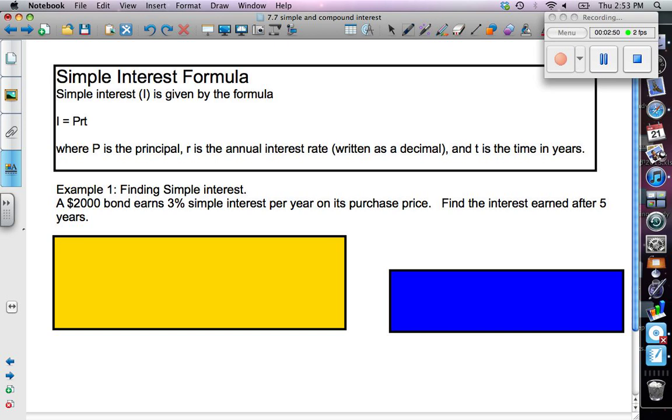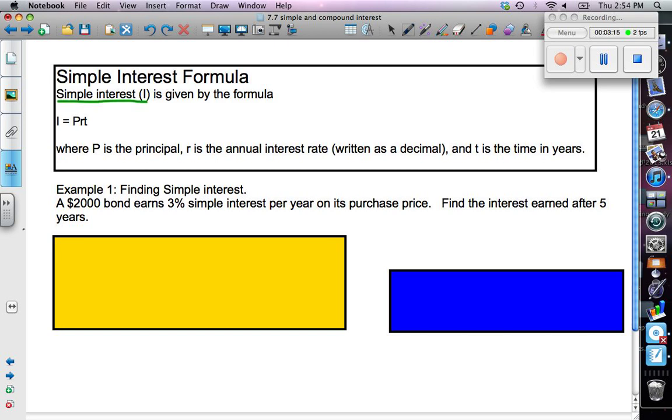So the first formula you need to know is the simple interest formula, which is I equals PRT, where P is the principal, R is the annual interest rate, but we write it as a decimal because the annual interest rate is in a percent, so we have to change that into a decimal. And T is the time in years, and I is our simple interest here.